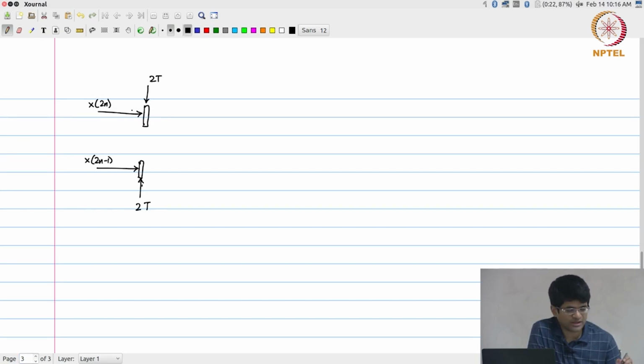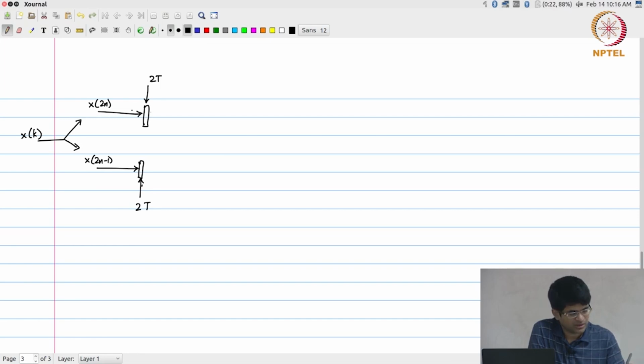Okay. So, what this means is, I have now separated out the x of n which was coming in over here, I will call it x of k over here, and basically say that I can split it up into two streams. Okay. The even numbered values of x go up, the odd numbered values of x go down. Okay. And the clock that is given to the corresponding registers has a time period of 2t rather than t.